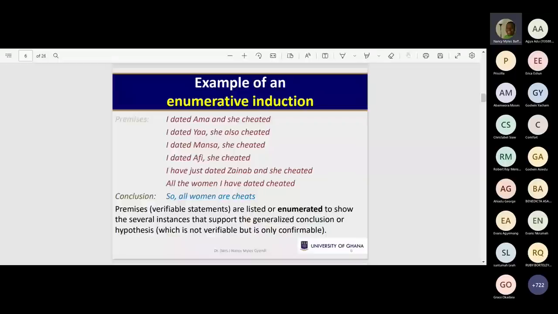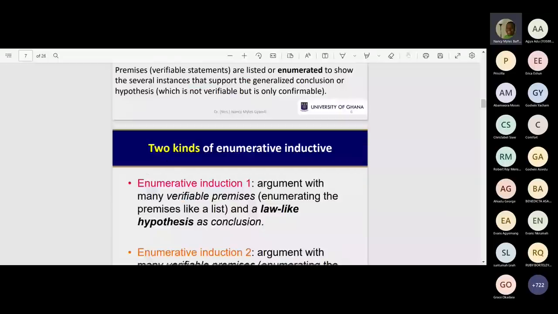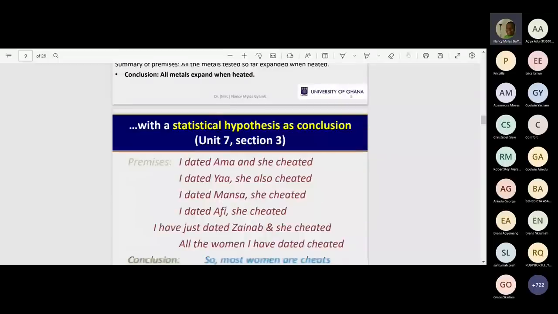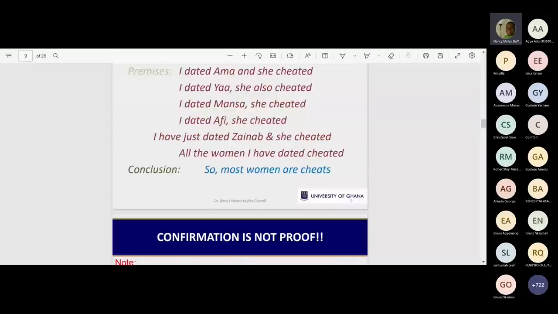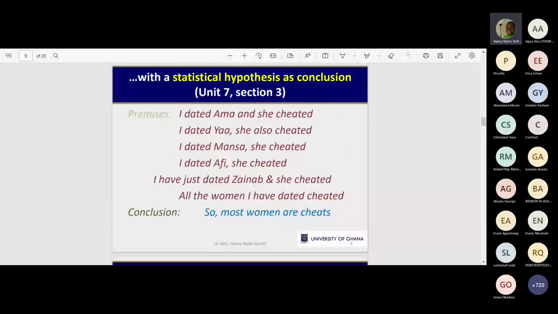That can easily be made false. This is my reasoning. Can easily be made false. Compared to the one that after listing all of them, I say, so most women are cheats. The most women are cheats one, which is a statistical generalization being the conclusion, that type is easier to be true. But you'll be amazed that the empirical scientist prefers the one that can easily be made false. And that is what I want to say. There's a logic behind, there's a reasoning behind that.